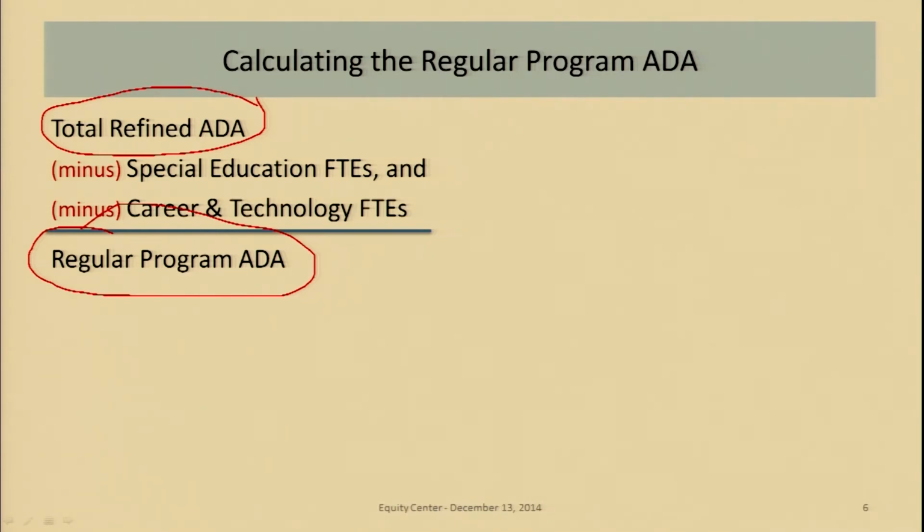And we won't belabor that. It's a simple point. Don't make it harder than it is. You take your total ADA, you subtract your special ed FTEs, subtract your career and technology program FTEs, and what's left is the regular program ADA.